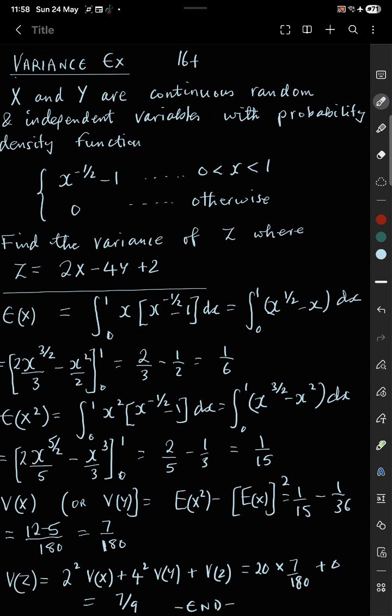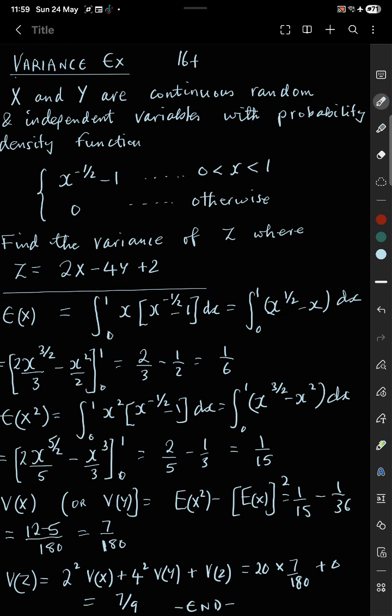And then we find the expectation of x squared, which is the integral of the probability density function, x to the minus half minus 1 multiplied by x squared. And that will then be x to the 3 upon 2 minus x squared, the integral of which is 2/5 x to the 5 upon 2 minus x cubed over 3, evaluated between the limits 1 and 0, which is 2/5 minus 1/3, which is 1 over 15.